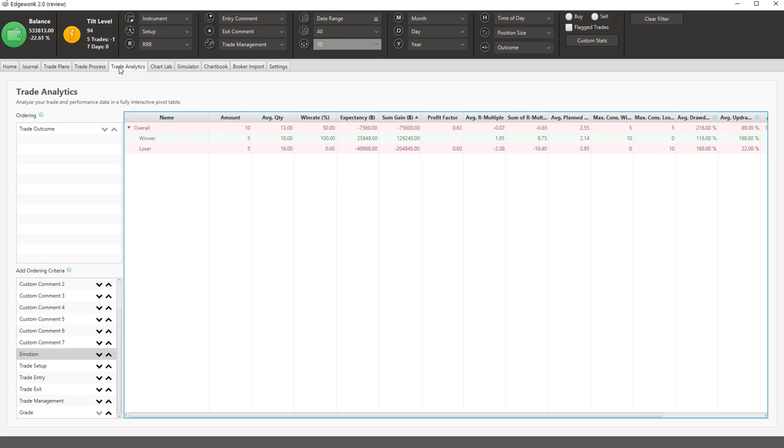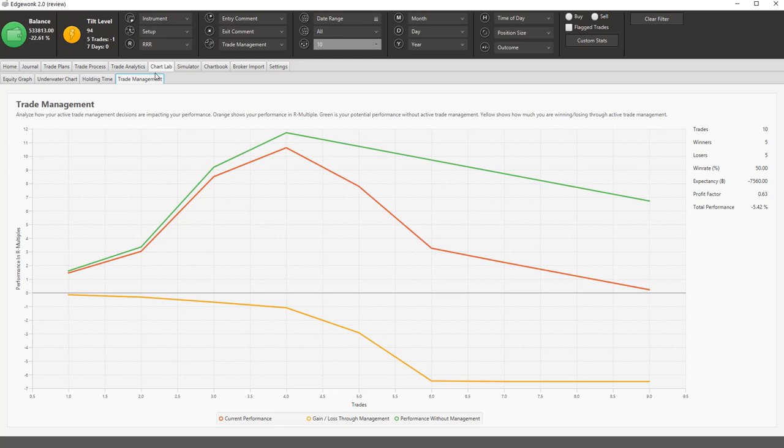We could also take a look again at the chart lab and the trade management, and now you can see that you have actually quite a big issue, whereas you cannot see it in the whole trade management graph over all his trades. When we look just at his last trades, it seems like he's mismanaging his trades. Now the green graph is on top of the orange graph, which means that he's mismanaging his trades.